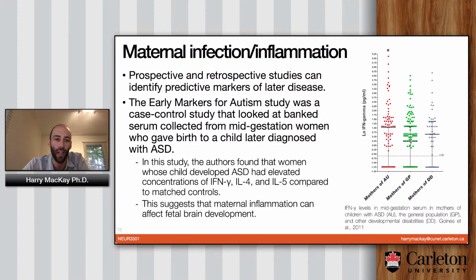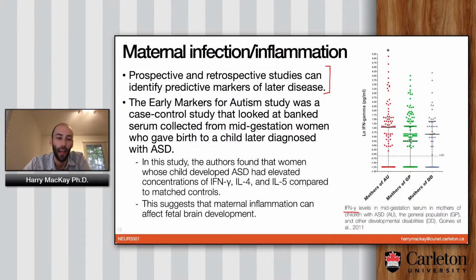So you can use what are called retrospective markers. This is when you take a sort of surrogate marker of a disease or of an infected state, like levels of pro-inflammatory cytokines, for example, interferon gamma, and measure them, and then without even asking what moms had, just measure the overall level of inflammation that they had at a given point during their pregnancy. So the early markers for autism study did this, and this was a case control study that looked at banked serum. So they didn't even have to go and ask ladies for their blood. It's just that some of it happened to have been saved, and so they collected it from mid-gestation women who gave birth either to a child who was diagnosed with ASD or not.